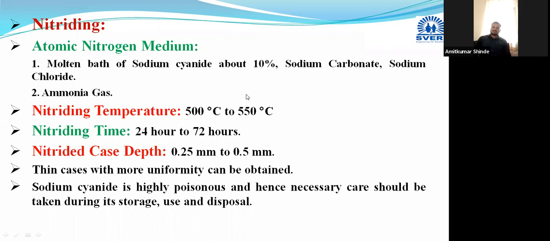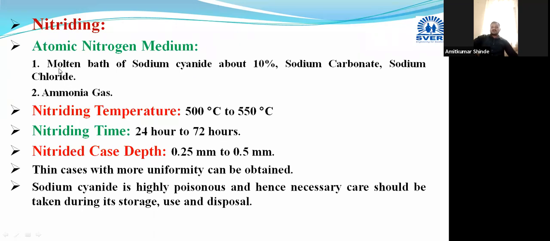From that atomic nitrogen medium, nitrogen will get diffused into the steel and form its respective compounds, nitrides of iron or nitrides of other alloying elements, and it improves the hardness and wear resistance of the surface. Okay. Now in this nitriding, we can use two different mediums. This nitriding is done in a temperature zone below the A1 temperature.